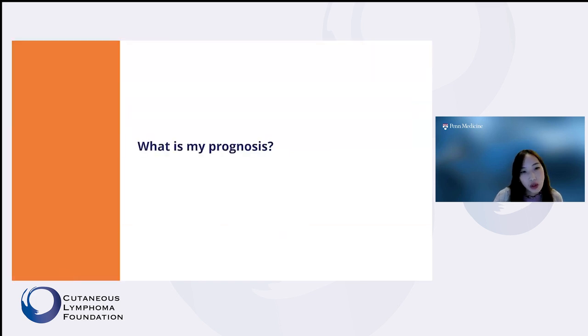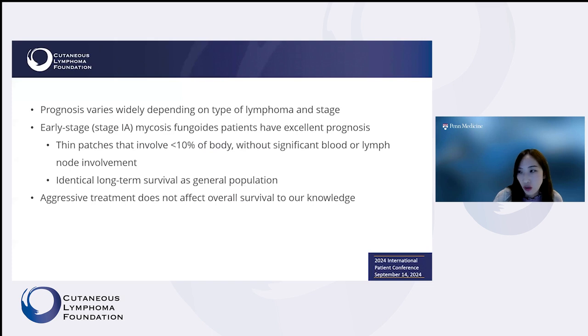So what is my prognosis? This is a really good question. It depends widely based on the type of lymphoma that you have and the stage. The nice thing about early stage MF is that patients who have stage 1A, which is the earliest stage, will typically have excellent prognosis. Stage 1A means that you have thin patches that involve less than 10% of your body surface area without significant blood or lymph node involvement.